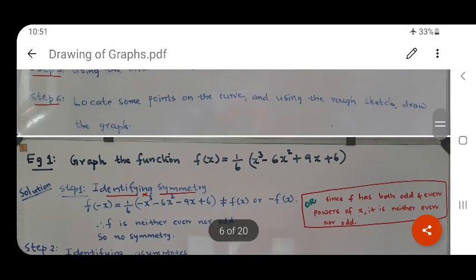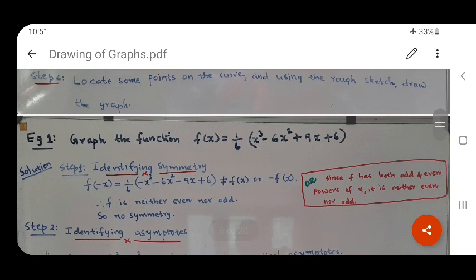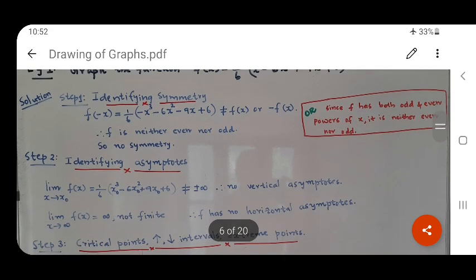So step 1 is identification of the symmetry. So f of minus x is neither minus f of x nor f of x. Therefore, it is neither even nor odd. So there is no symmetry. Okay. Then identifying the asymptotes.